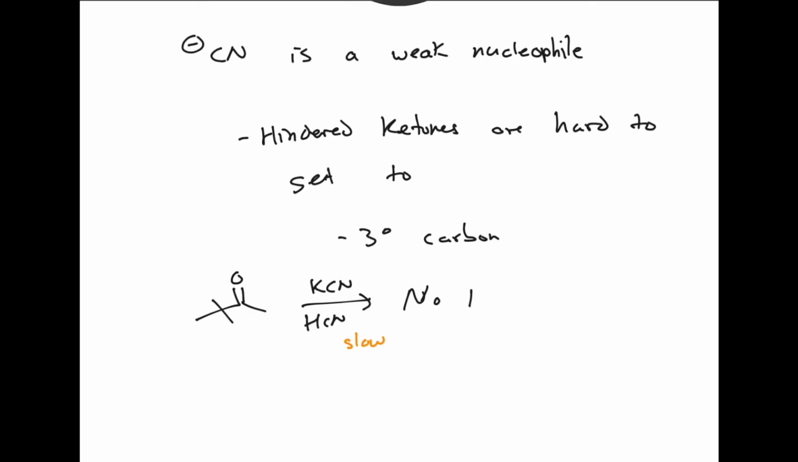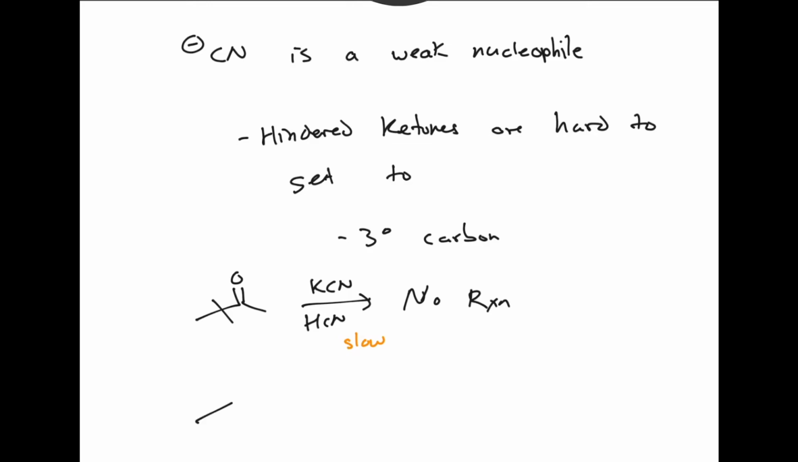We're going to say if you have a tertiary carbon on your ketone, the reaction is not going to happen. The CN minus is not going to be a strong enough nucleophile to get past that tertiary butyl group to get to the carbonyl carbon.